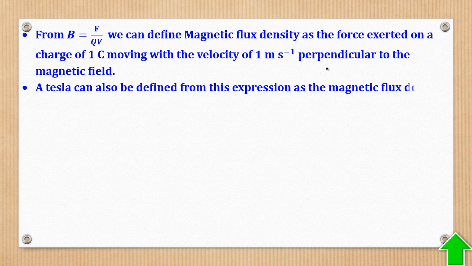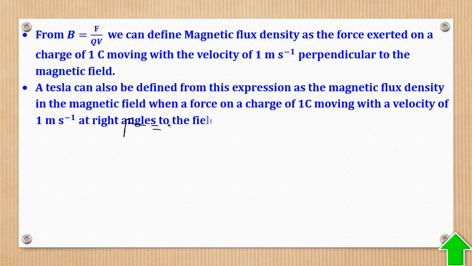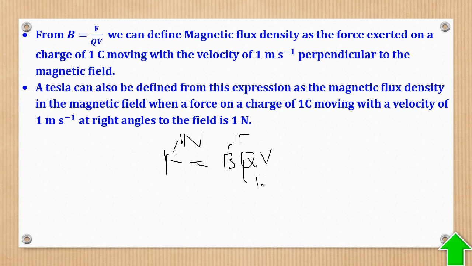Then a Tesla. Like I told you previously, to define an SI unit, all expressions should be 1. So if I have B, Q, V, in your definition, I need to hear you say 1 Newton somewhere. You should also talk about the flux density being 1 Tesla, charge being 1 coulomb, and V being 1 meter per second. Let's see if all those ones are talked about in this definition.